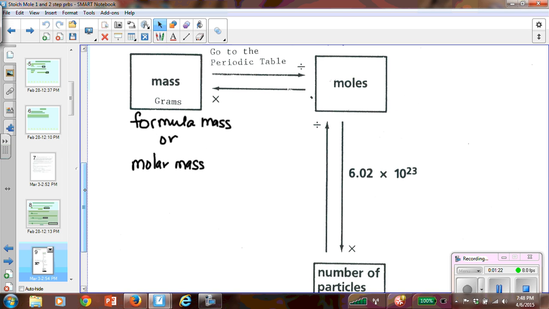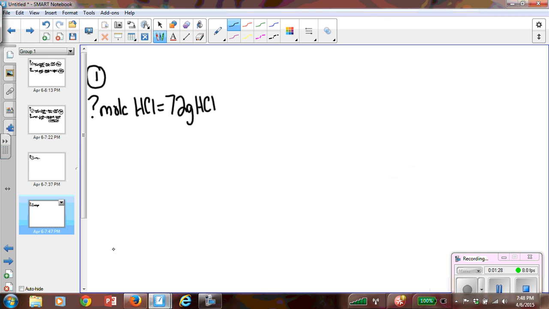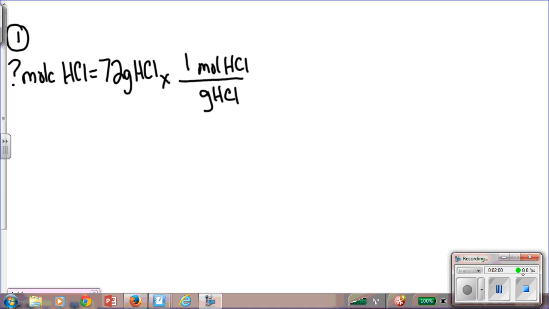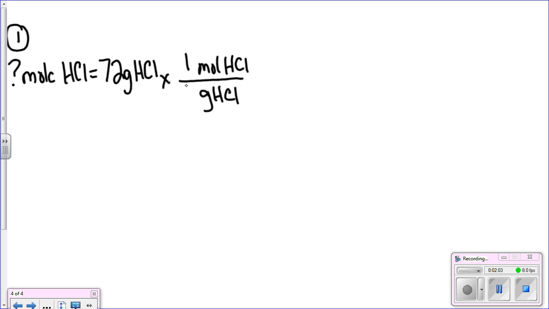So the box we're starting in will go in the bottom of our equality. The box we're going to will go in the top of our equality. So grams of HCl go in the bottom because we're starting in mass, and moles of HCl will go in the top. And since the substance is the same, it's 1 mole, and we're going to calculate the molar mass of HCl. So we look up the mass of hydrogen, we look up the mass of chlorine, add them together, and that comes up to be 36 grams.